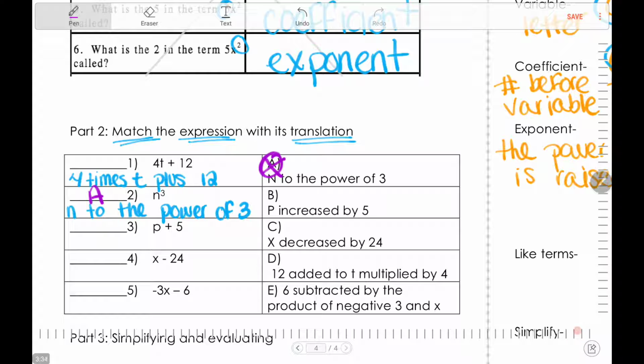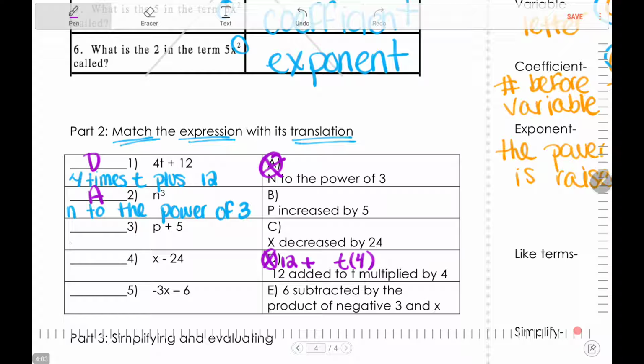P increased by 5. That's not it. X decreased by 24. That's not it. 12 added to t multiplied by 4. So I see adding, I see a 12, I see a t multiplied with 4. That looks similar, right? So that's it. It's in a different order because, like I mentioned before, adding can go either way. Okay, so go ahead and try number 3, number 4, and number 5.